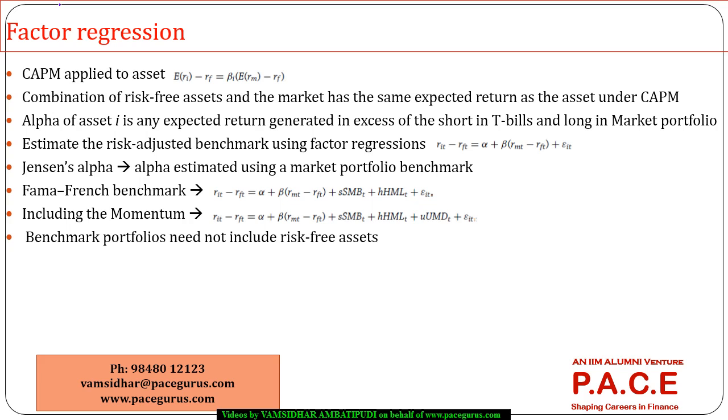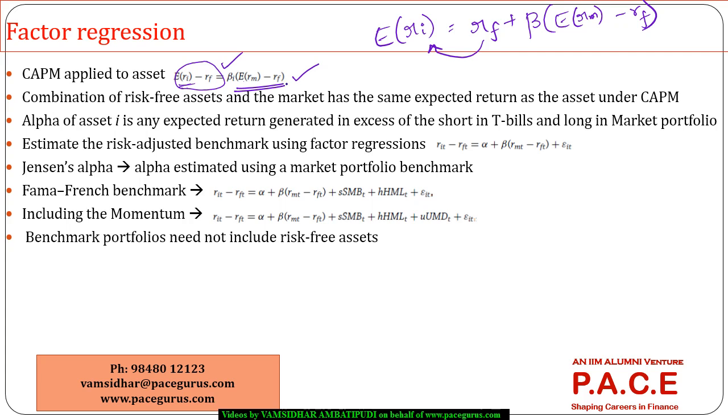Now, talking about the factor regression in this process, we know the CAPM formula. The expected return on the security i is nothing but the risk-free rate of return plus beta times the expected return on the market minus the risk-free rate of return. Taking it to this side, it says the expected rate of return on the security minus RF, which is the expected excess return, is equal to beta times the expected market excess return. So it's a combination of the risk-free asset and the market. So these are the two things.